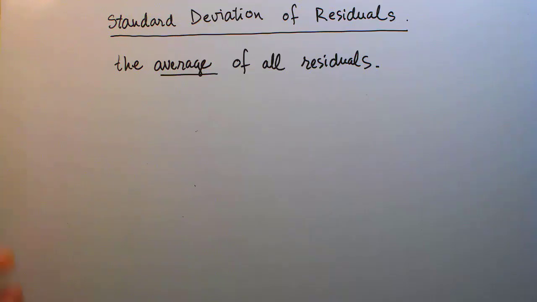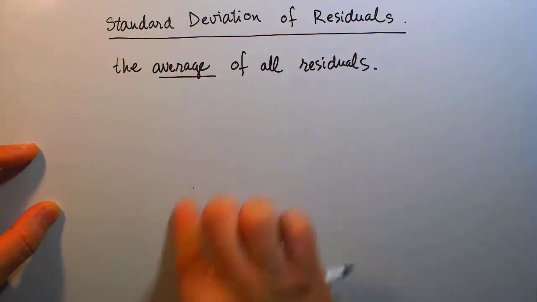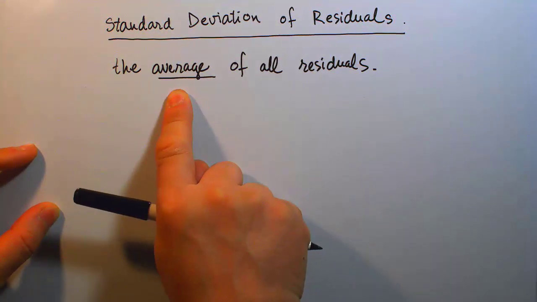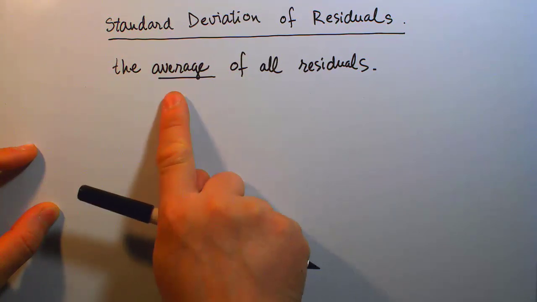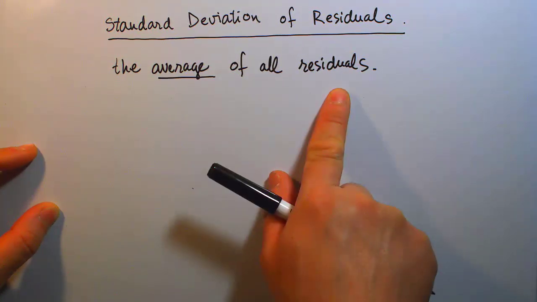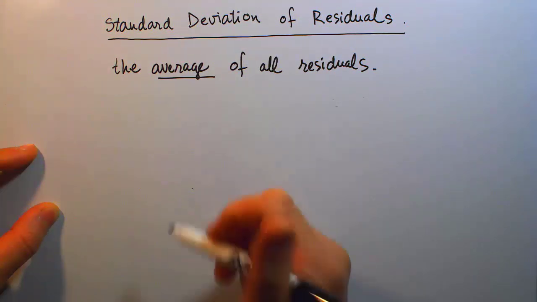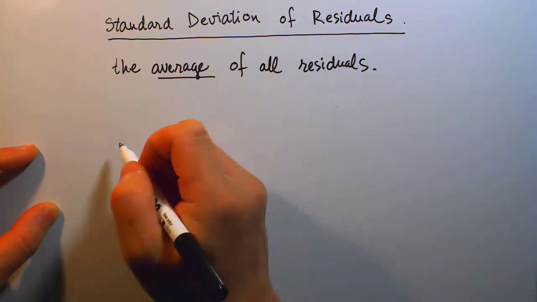But it's not simply the mean value formula. When it comes to getting the average of all residuals, formally speaking, we call it the standard deviation of residuals. What we're looking for here is actually a formula.